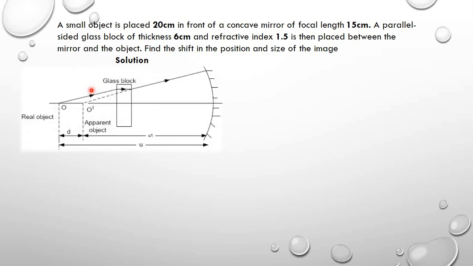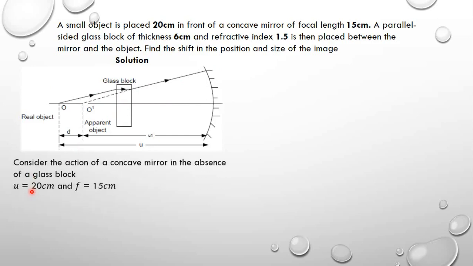So here we have an object placed in front of a concave mirror. So we shall have something like this. A real object is placed in front of a concave mirror before we place the glass block, so it will be forming an image. But then after that we shall place this glass block of thickness 6 centimeters. So they want us to get the shift in the position of the image and in the size of the image. Before we place the glass block, we are going to find out the position of the image, so we shall use the mirror formula to get that position.